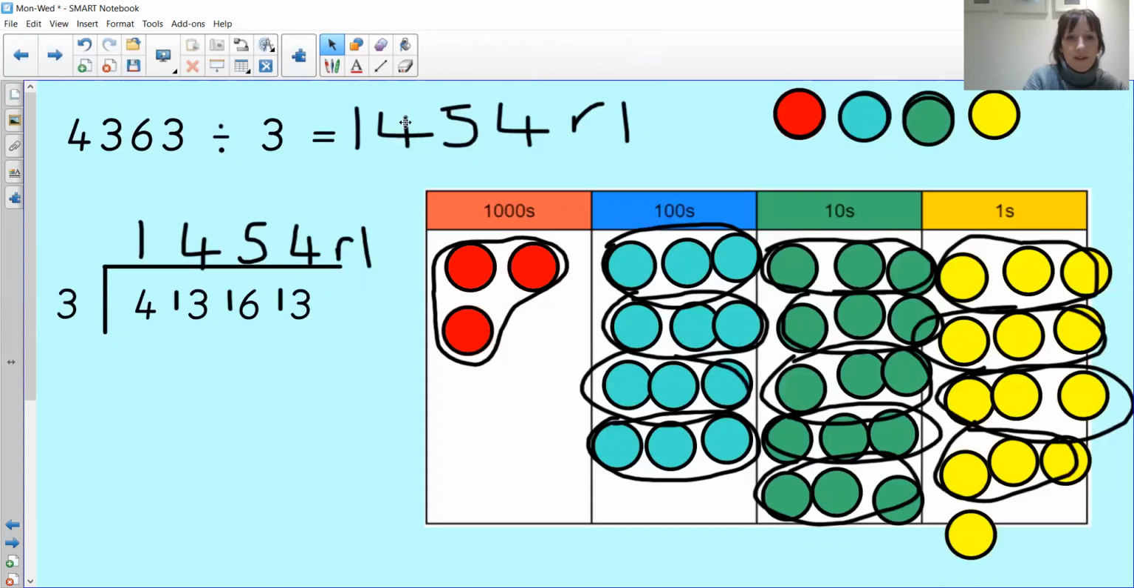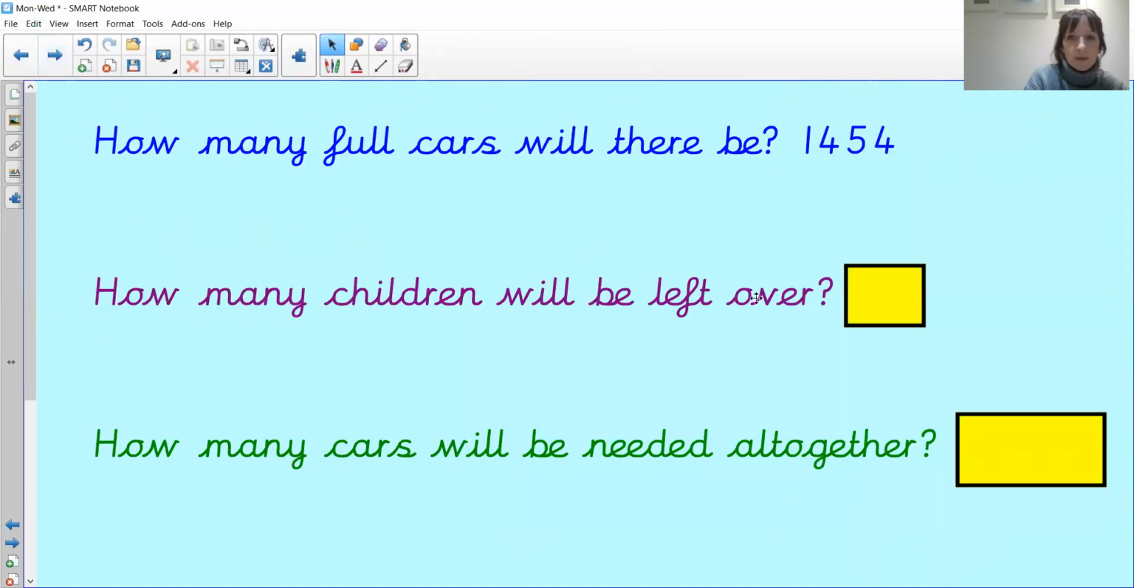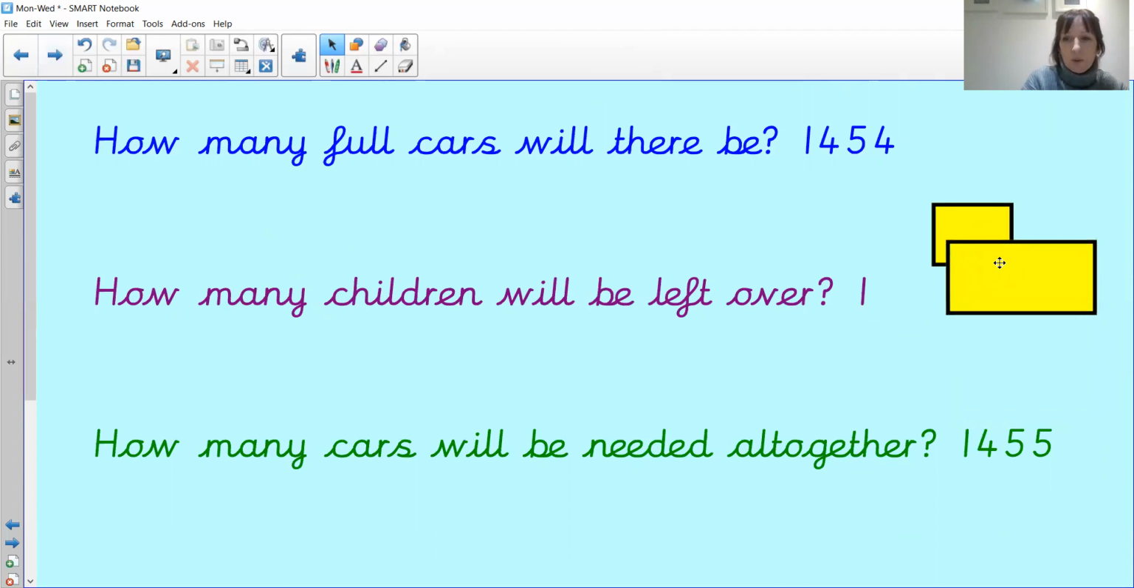1,454. They're the full cars, aren't they? The full groups of 3. How many children are left over? That was our remainder, wasn't it? So that's 1. And we can't leave that poor one child on their own, can we, while everyone else goes off in their fancy cars on their school trip. So how many cars will we need for everybody? We'll need an extra car, won't we, for that remainder? So we'll need 1,455 cars altogether.